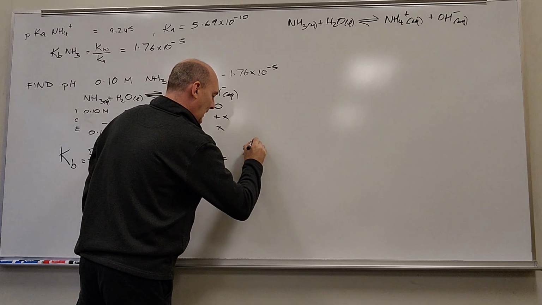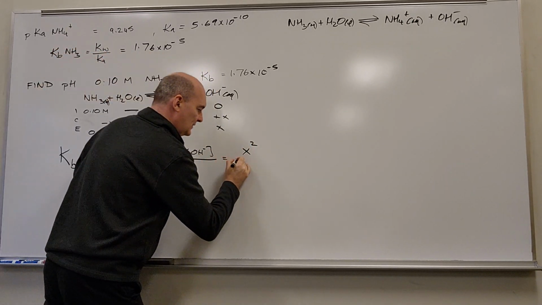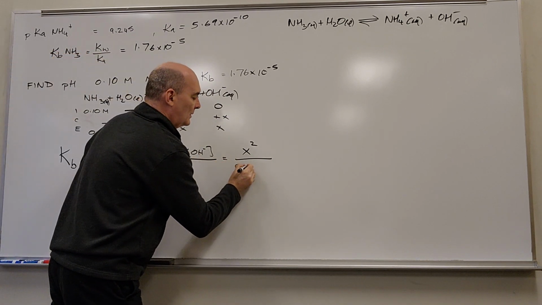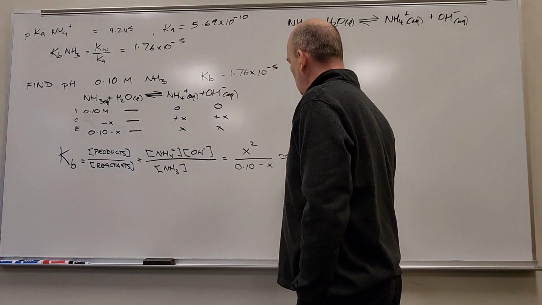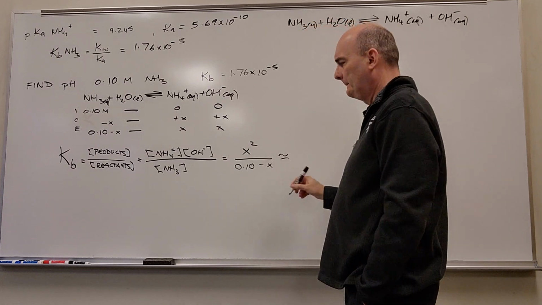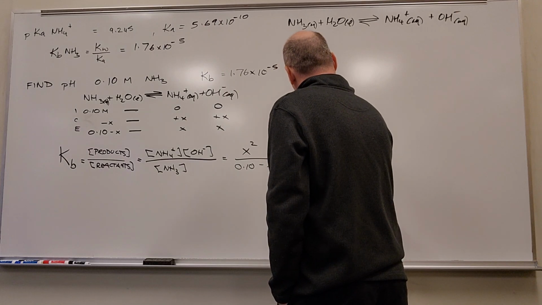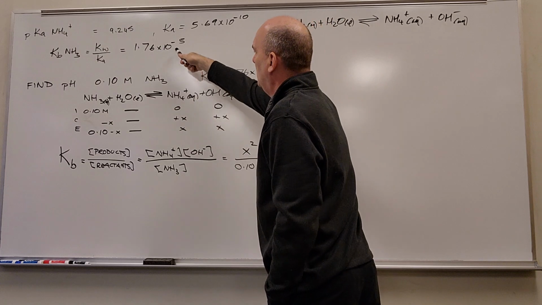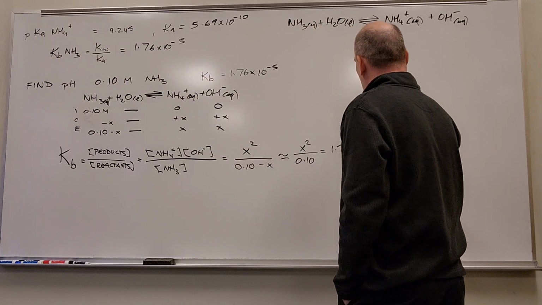This is x squared. X times x, divided by 0.1 minus x, which is all approximately equal. Can we do the approximation? Yes, we can. We sure can. And all of that is equal to the KB, and the KB, we did the legwork and found out that it was 1.76 times 10 to the negative 5.